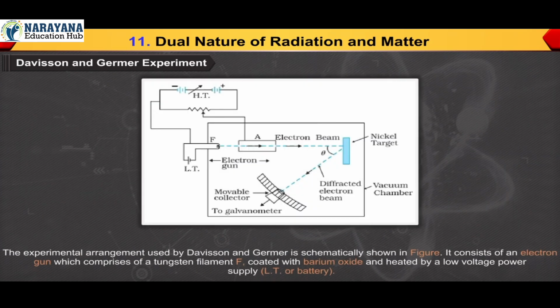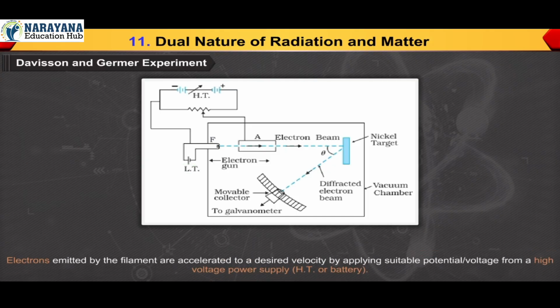The experimental arrangement used by Davisson and Germer is schematically shown in the figure. It consists of an electron gun which comprises a tungsten filament F coated with barium oxide and heated by a low voltage power supply, that is low tension battery. Electrons emitted by the filament are accelerated to a desired velocity by applying suitable voltage from a high voltage power supply, that is high tension battery.